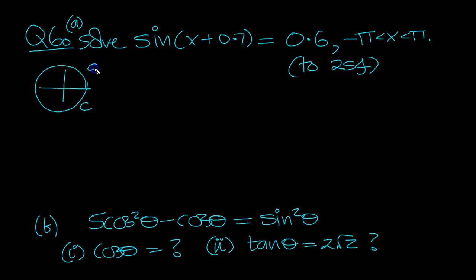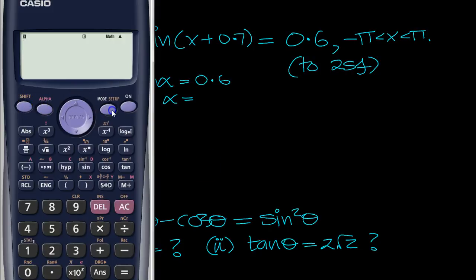So let's draw a circle, right, CAST. Sine is positive here and here, isn't it? So draw two lines. Mark off alpha, the associated acute angle, and write sine alpha is equal to 0.6. So alpha is shift sine 0.6 in radians mode. So that's radians mode, shift sine 0.6.